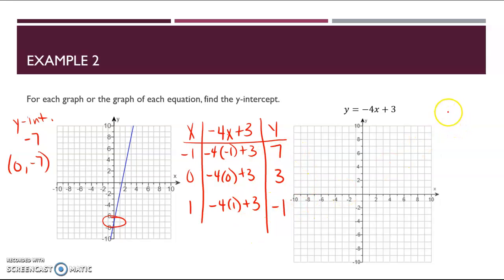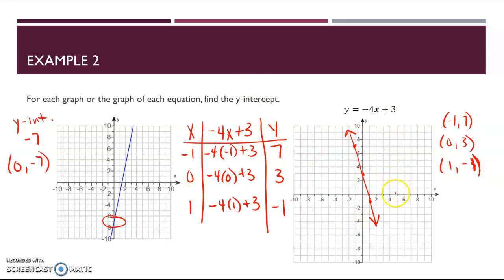And so I have the following 3 points: (-1, 7), (0, 3), and (1, -1). Oops, I don't know why I wrote -3, -1. Again, I'm getting these points just from my x, y columns: x, y, x, y, x, y. From there, we're going to graph it. So (-1, 7), and (0, 3), and then (1, -1). Then we draw our line through, making sure that there's arrowheads at the end. And now we have graphed the equation y equals -4x plus 3.